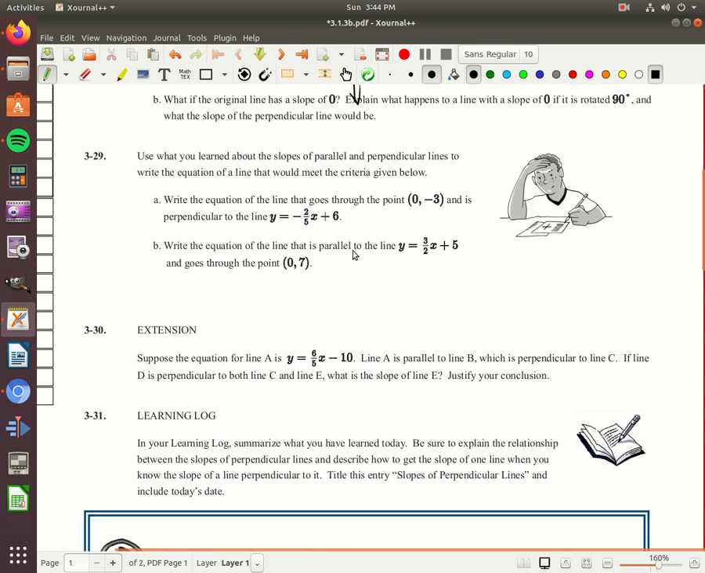All right, so 3-29: use what you learned about the slopes of parallel and perpendicular lines to write the equation of a line that would meet the criterion below. Write the equation of a line that goes through point (0, -3), so this is my y-intercept, and is perpendicular to this slope. Well, if it's perpendicular to the slope negative 2/5, I guess the slope should be positive 5/2. So my equation of this would be y = 5/2 x - 3. Makes a lot of sense to me.